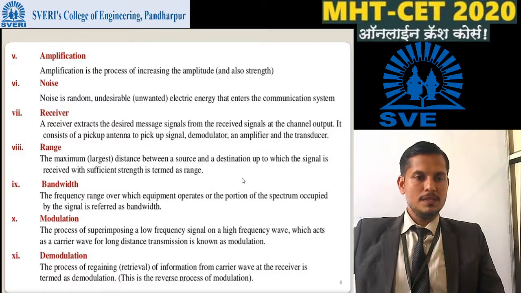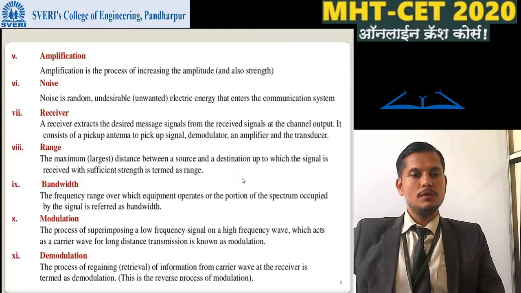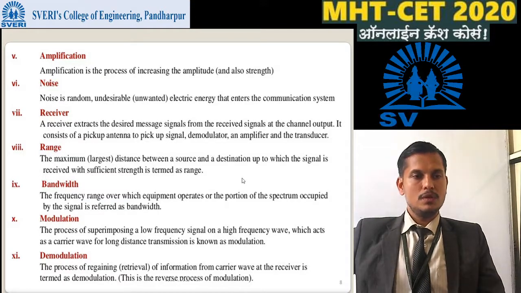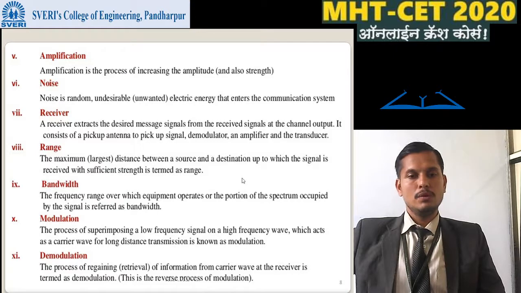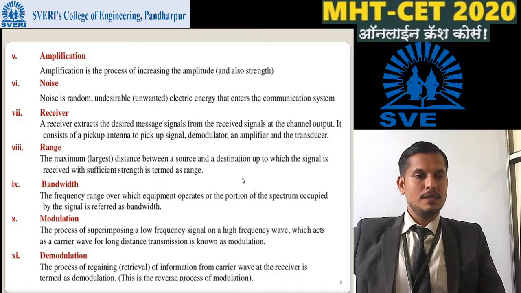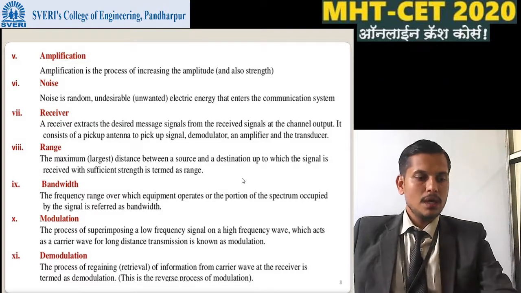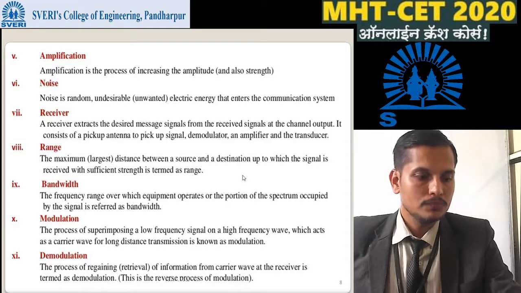So bandwidth is that portion or that frequency range over which equipment operates. That is called the bandwidth of that equipment. Next, modulation: the process of superimposing a low frequency signal on a high frequency wave which acts as a carrier wave for long distance transmission is known as modulation.